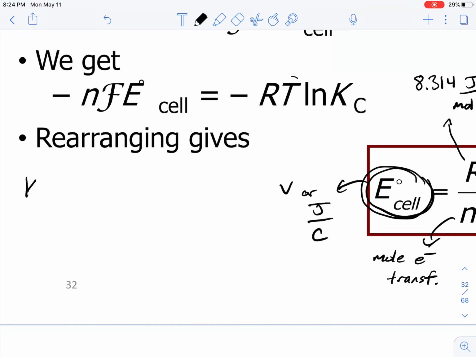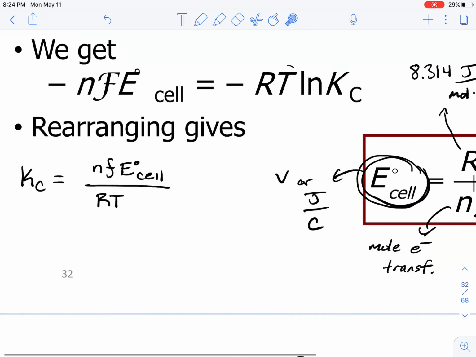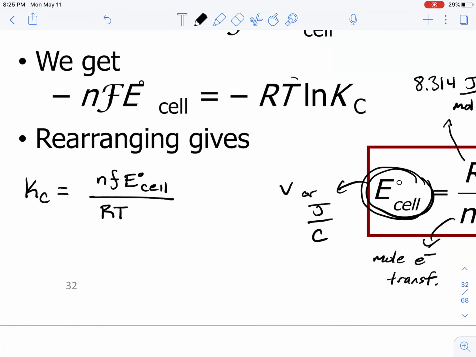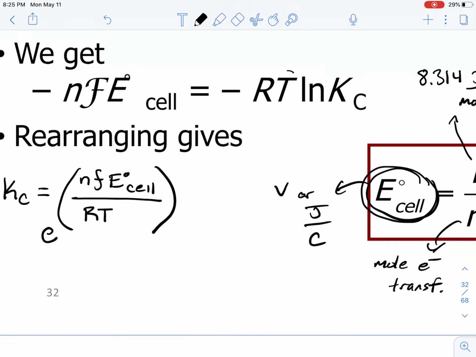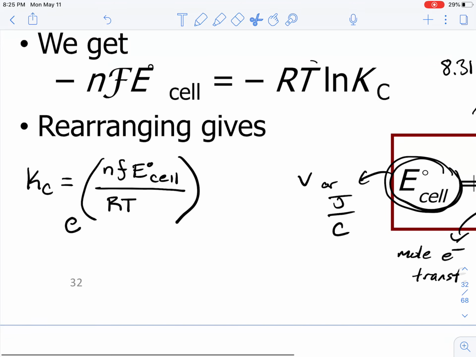And so Kc is equal to NF E over RT. The negatives will cancel when we divide them. And then we're just going to E both sides. I wrote this equation just a little bit weird, so I'll just move it around.